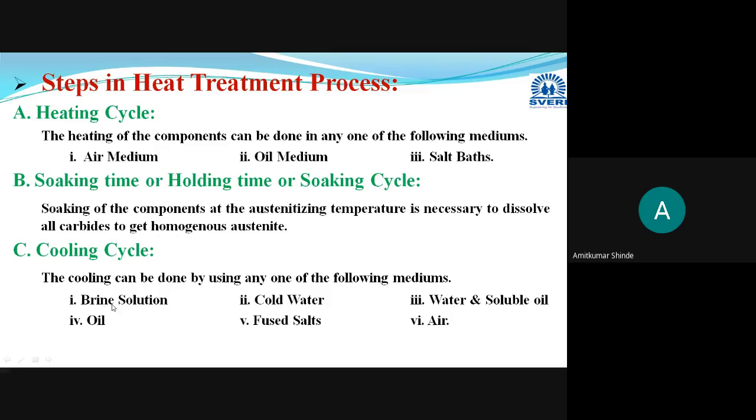Now, whichever numbers I have provided here, these are arranged in decreasing order of their cooling rate. The highest cooling rate will be for brine solution, so you can achieve the fastest cooling with the help of brine solution. Then cold water, then water plus oil, then oil, fused salt, and air. Air cooling is the slowest cooling, and brine solution cooling will be the fastest cooling.